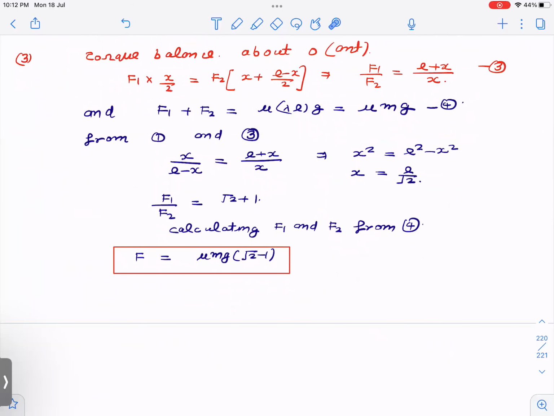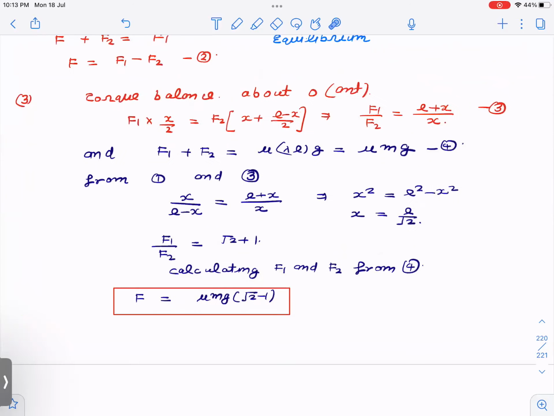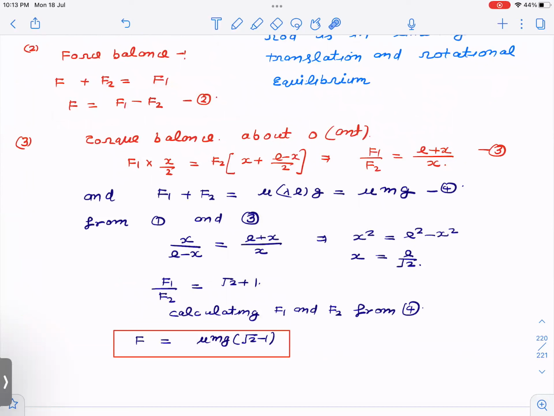After that, just a few calculation steps. If we equate F1 by F2, we get x as L by root 2. Now if you put x as L by root 2 in the second equation, you get the ratio of F1 and F2. F1 plus F2 you know already, that's mu mg. So from this, and knowing the ratio, you can calculate F1 and F2, and finally put F1 and F2 in this equation. A few steps I have skipped, but if you substitute, you get the answer: mu mg times root 2 minus 1, which is actually very small, approximately 0.40 of mu mg.